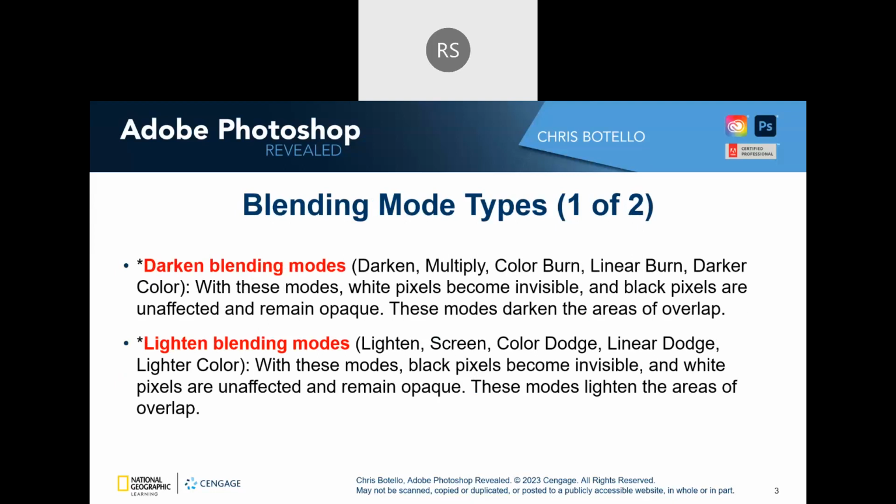The light blending modes include lighten, screen, color dodge, linear dodge, and lighter color. When these modes are applied, the black pixels are going to become invisible, and the white pixels are going to be unaffected and remain opaque. So these modes are going to lighten the areas that they overlap.